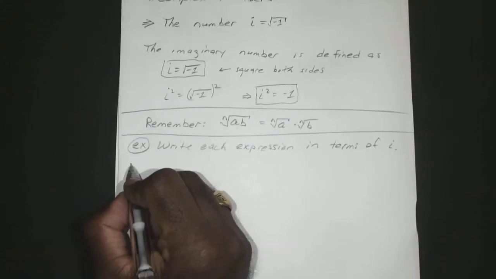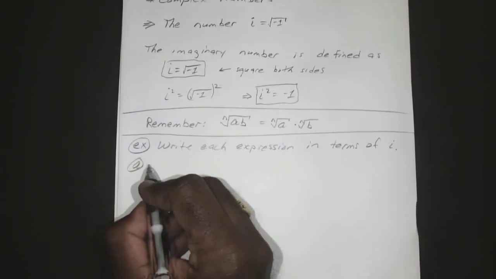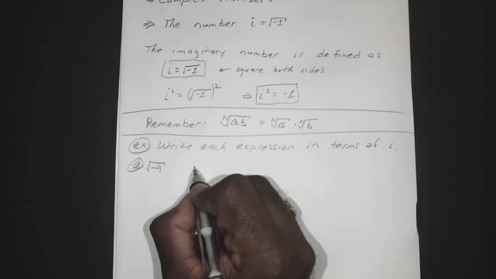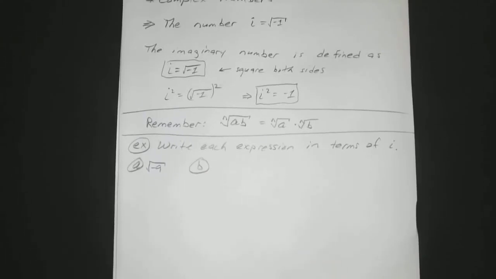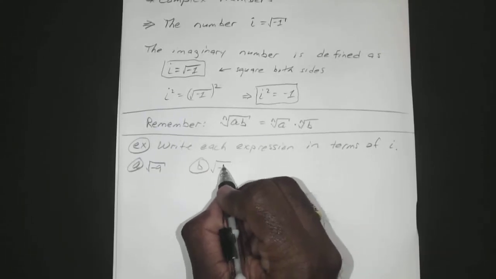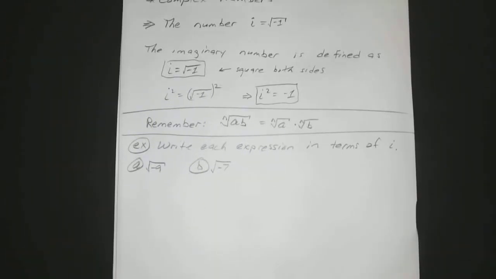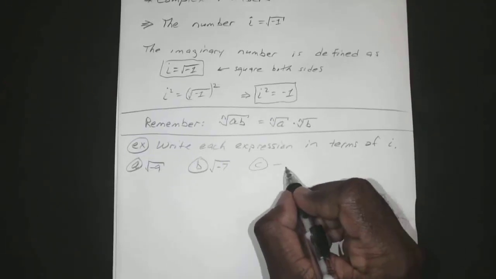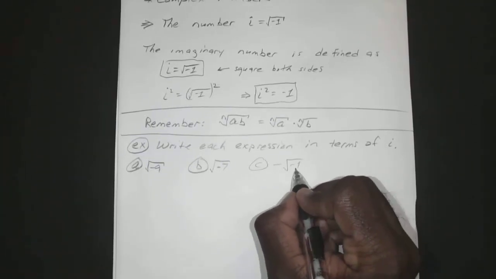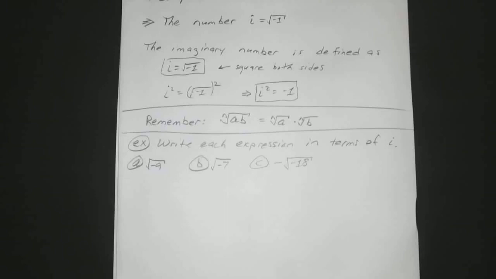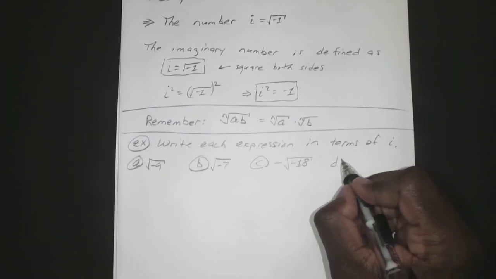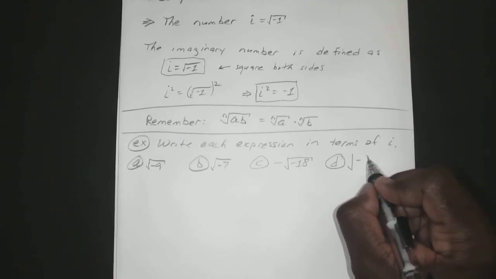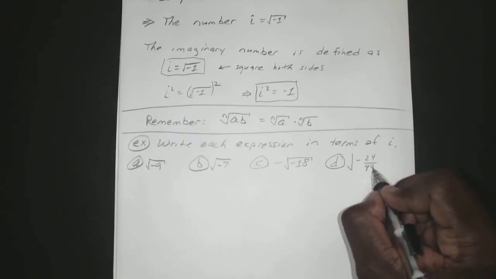Okay, so let's say for A, we have the square root of -9. For B, we have the square root of -7. And for C, let's say we have the negative square root of -18. And let's say for D, we have the square root of -24 over 49.